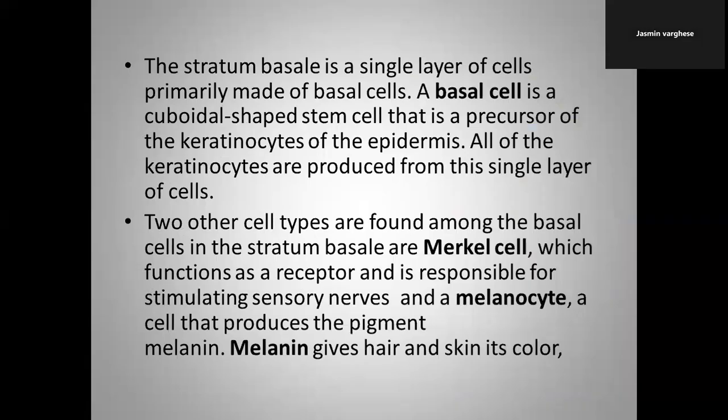The stratum basale is a single layer of cells primarily made up of basal cells. A basal cell is a cuboidal shaped stem cell that is a precursor of the keratinocytes of the epidermis. All the keratinocytes are produced from this single layer of cells. 2 other cell types are also found among the basal cells in the stratum basale: Merkel cells, which function as receptors and are responsible for stimulating sensory nerves, and melanocytes, which produce the pigment melanin. Melanin gives hair and skin their color.